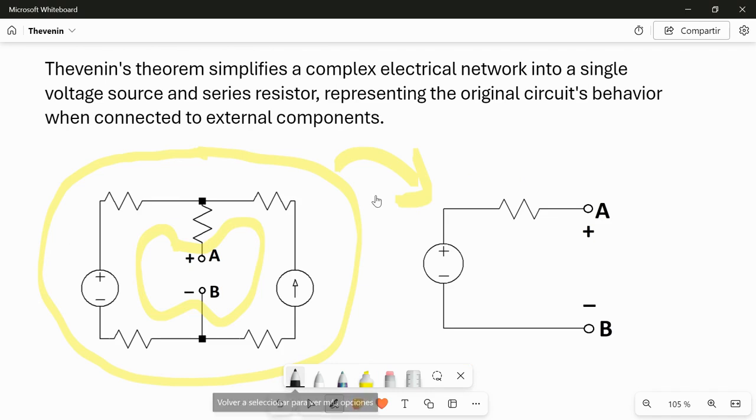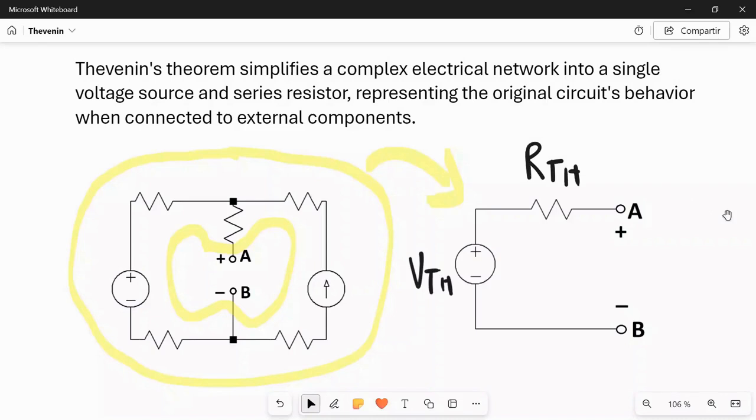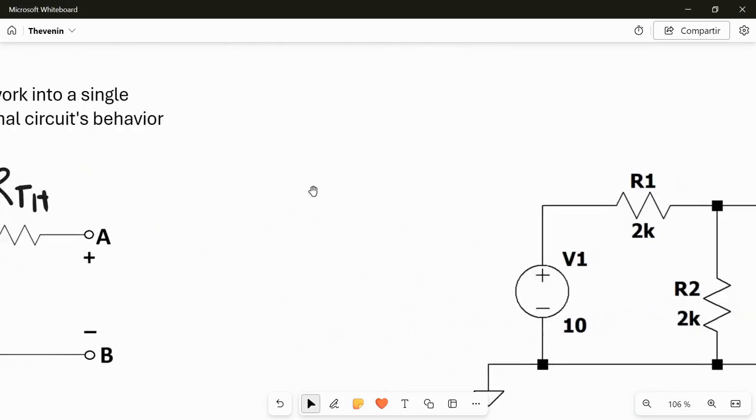And here we will have a voltage source we usually call VTH, standing for Thevenin voltage, and a series resistor which usually we call RTH, Thevenin resistance. Anyway, the names are totally arbitrary. So let's see this concept applied to some specific example. Let's do this first for a very simple circuit like this one.